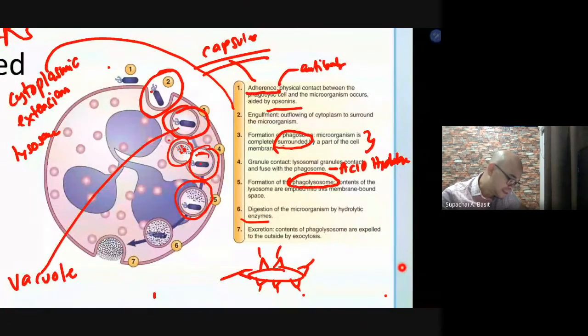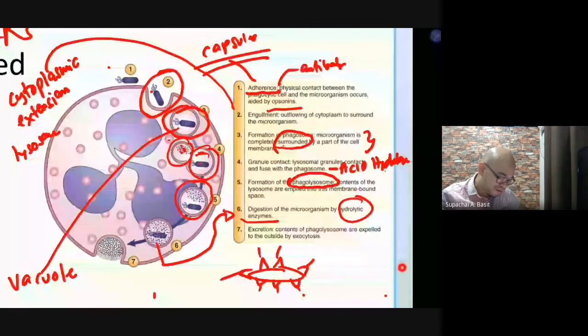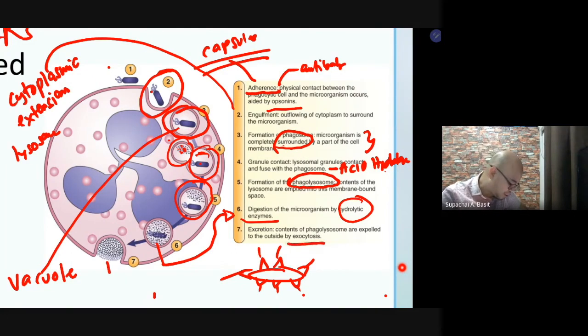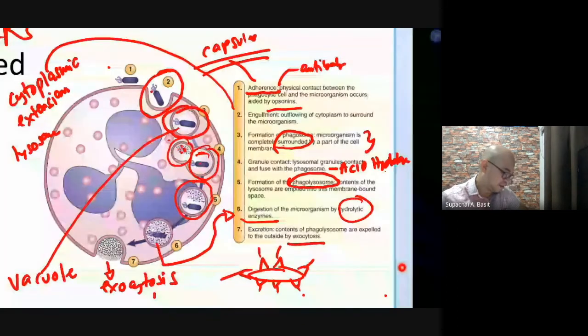So, step number 6 is now digestion, because of the hydrolytic enzymes known as the acid hydrolase. And there would now be excretion of phagolysosomes. They are expelled out of the body. This is what you call exocytosis. So what would be the outcome? Microorganisms could be propelled away.